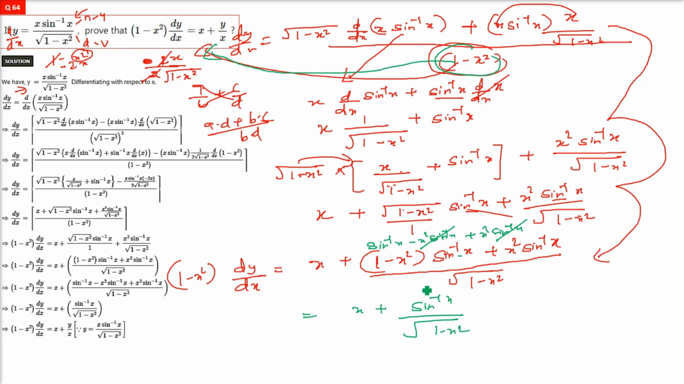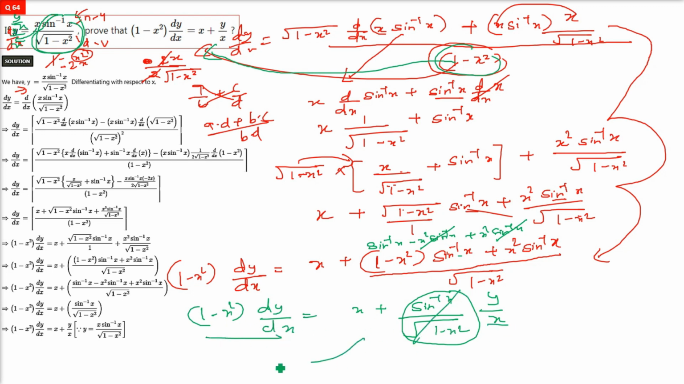Now this whole, if I write just like this, x I can take on the left hand side. So y by x is actually equal to sine inverse x divided by under root 1 minus x square. So in place of that, you can write y by x. So on the left, what we have is 1 minus x square multiplied by dy by dx is equal to x plus y by x, and that was the final result.